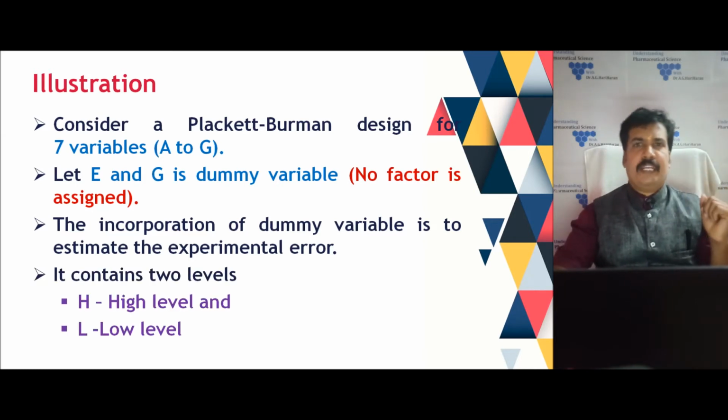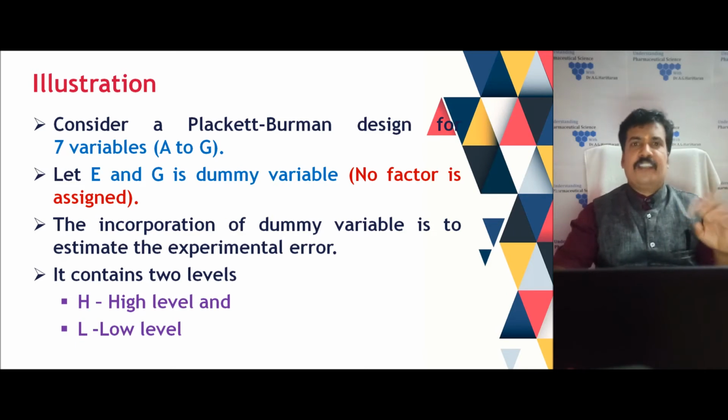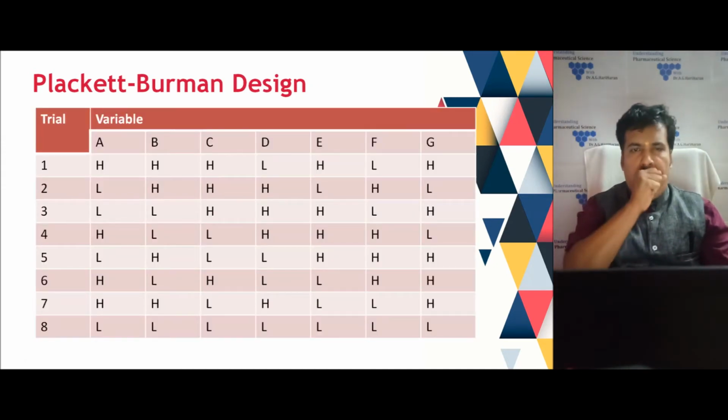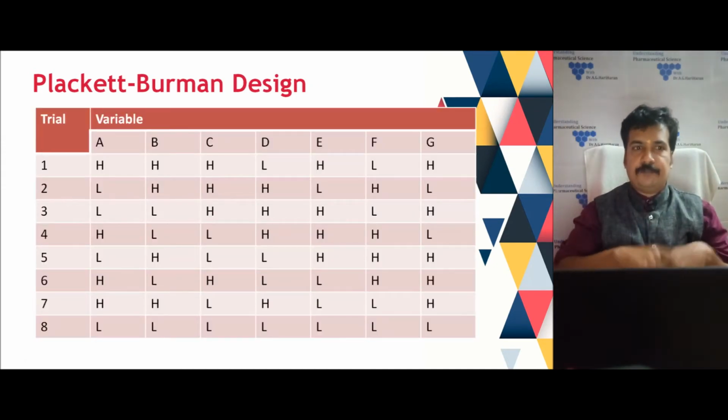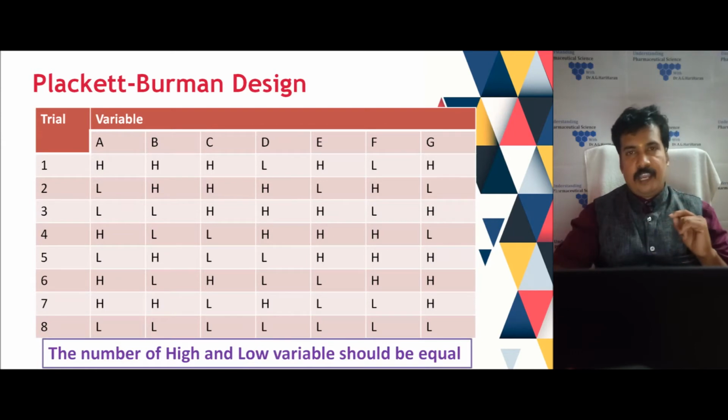Then I am taking 2 levels. One is a high level, that is the maximum amount. The second is the low level, the least amount, right? Then I am constructing the design, this Plackett-Burman design. As you can see from this picture, I have 7 variables A, B, C, D, E, F and G. Out of this I can run 8 trials, that means 8 experiments. In this I have put H, which denotes the high concentration, and L, which denotes the low concentration.